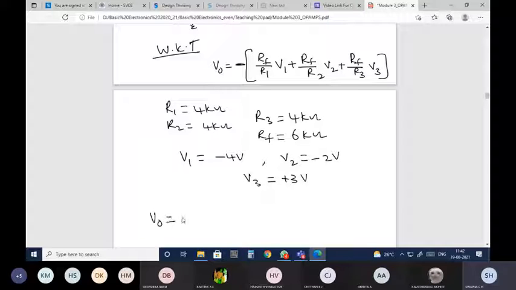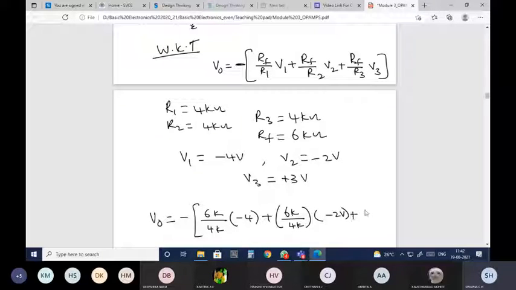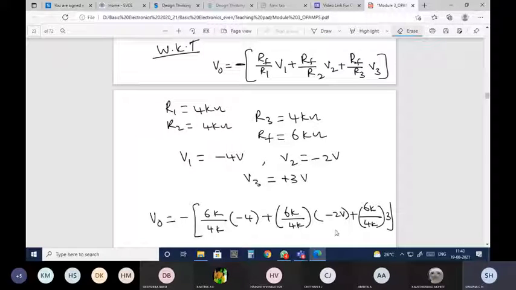So V naught will be equal to minus of Rf. Rf value is 6k divided by R1. R1 is 4k into V1. V1 is minus 4, plus Rf, Rf is 6k divided by R2. R2 is 4k into V2. V2 is minus 2 volts, plus Rf 6k divided by R3. R3 is 4k into V3. V3 is 3. You need not write volts here.